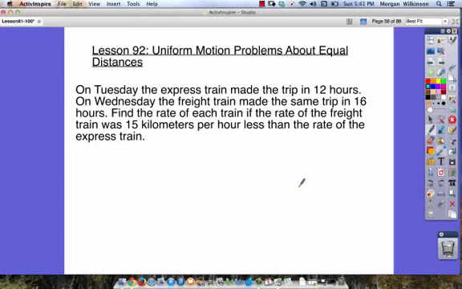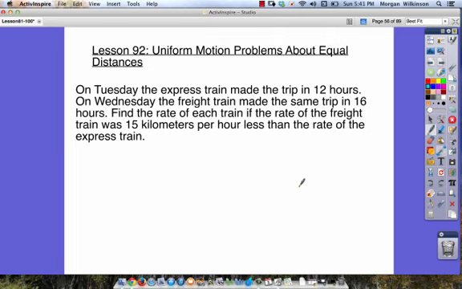Lesson number 92 is about uniform motion problems about equal distances. Our first problem says, on Tuesday the express train made the trip in 12 hours. On Wednesday the freight train made the same trip in 16 hours. Find the rate of each train if the rate of the freight train was 15 kilometers per hour less than the rate of the express train.